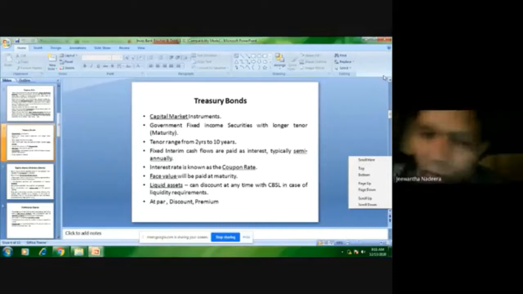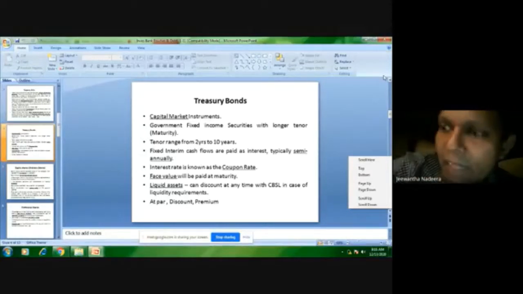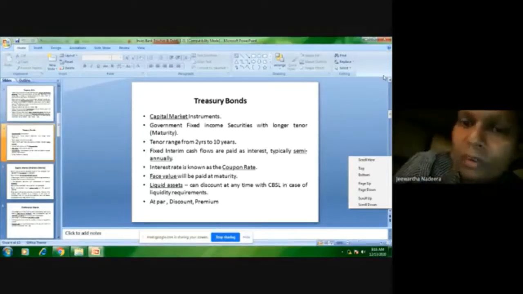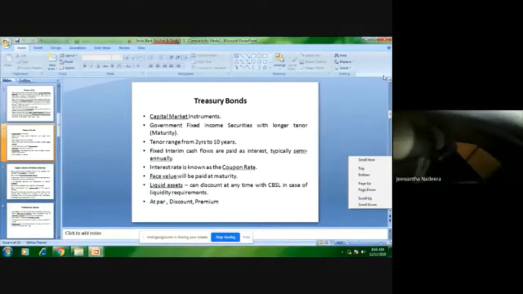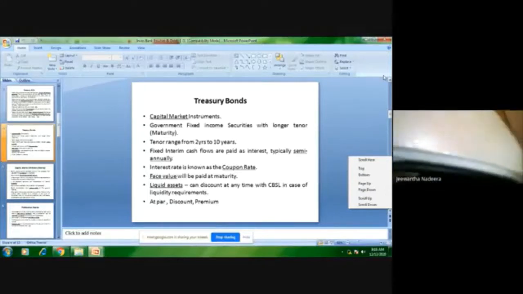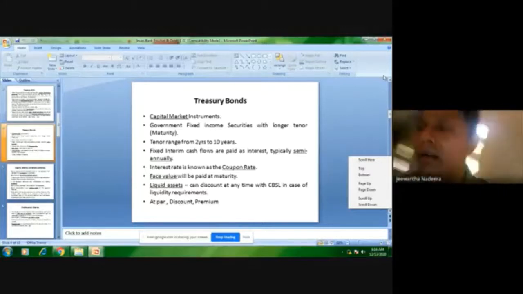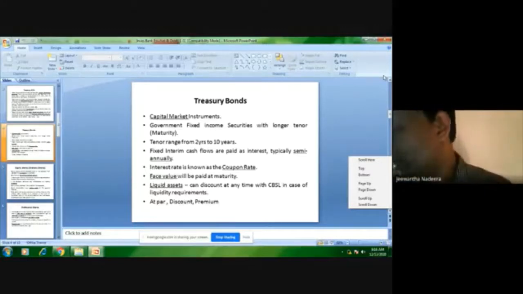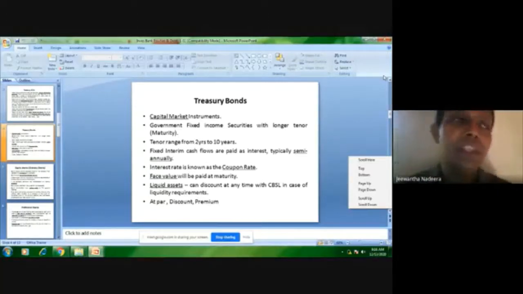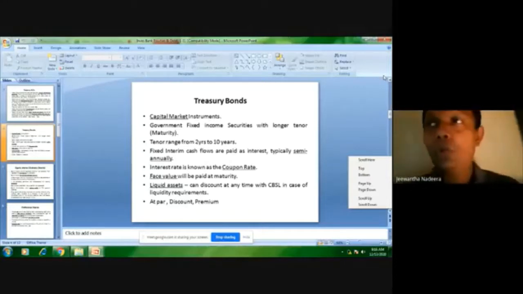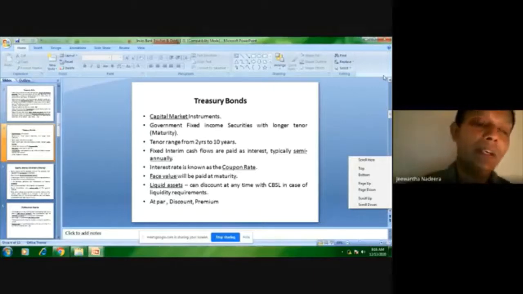So treasury bonds have features that are different from treasury bills. Very similar to debentures. Very similar. There is no difference. Only the issuer is different. You can see that. Who is the issuer? The Government of Sri Lanka, the Central Bank of Sri Lanka on behalf of the government. So that is important.